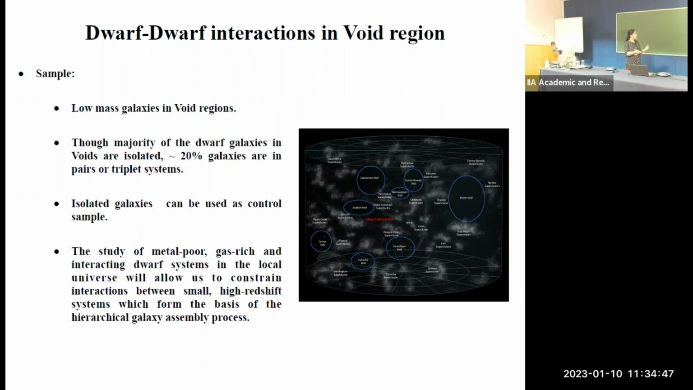These kinds of systems, which are metal poor and gas rich, interacting dwarf systems, are analogous to small high redshift systems, which form the basis of the hierarchical assembly process.